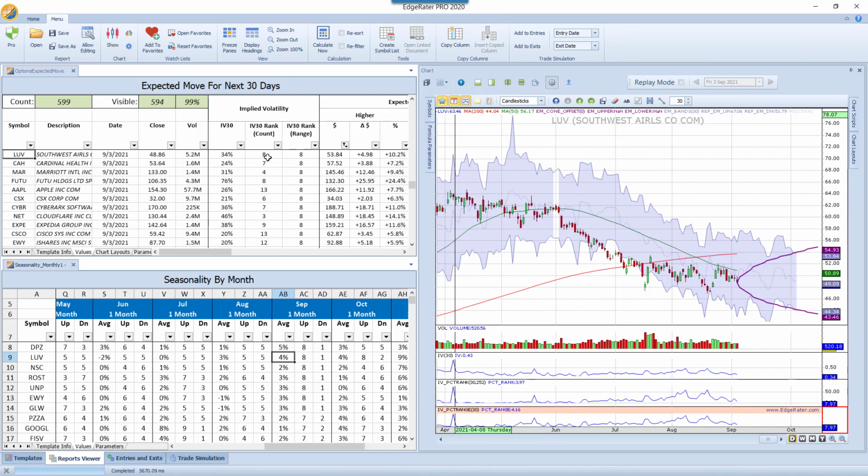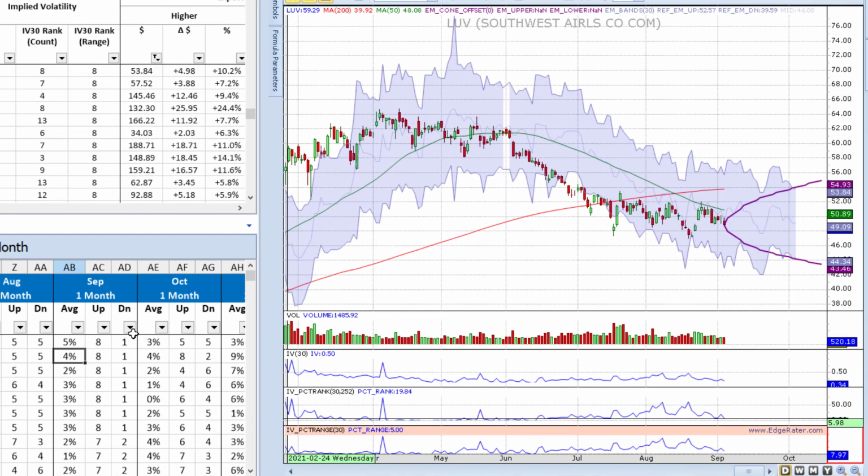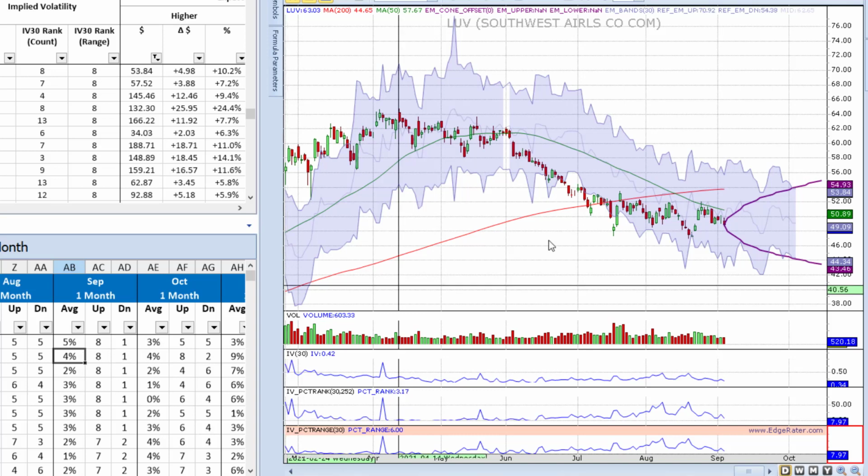So I can just scan across here and see that you have an 8 and an 8 with implied volatility ranks. Now Southwest Airlines, it has good seasonality for September with an average of 4%, 8 up years and 1 down year.